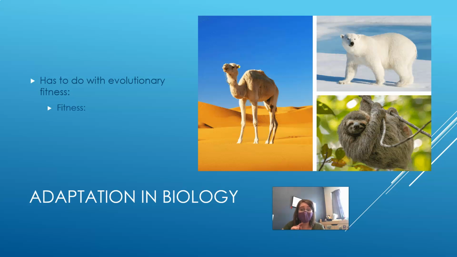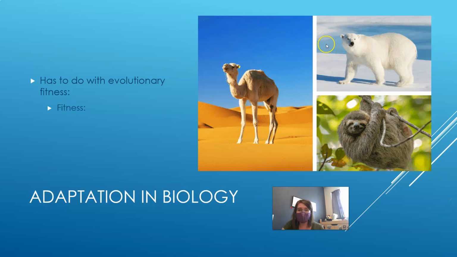You should underline reproduce because that's really the most important part. You have to be able to pass your genes on to offspring. So if you survive, but you don't have any kids, then you're not evolutionarily successful. You don't have enough fitness or adaptations.